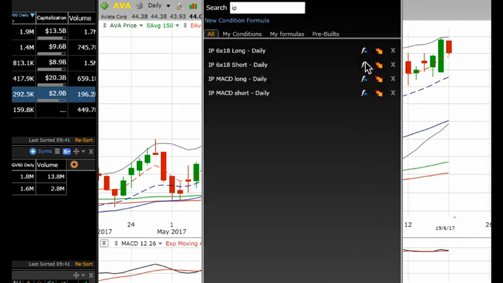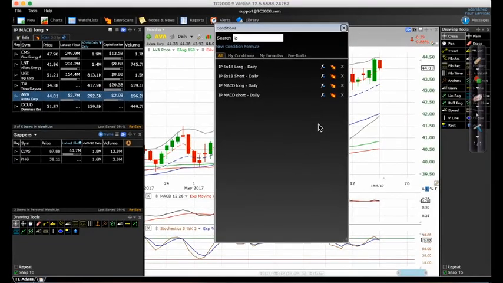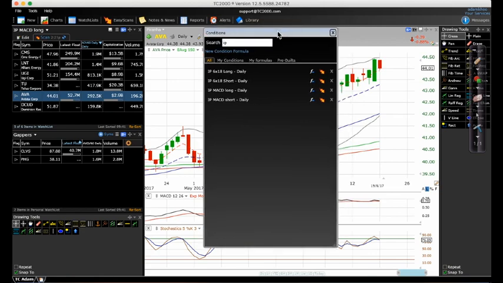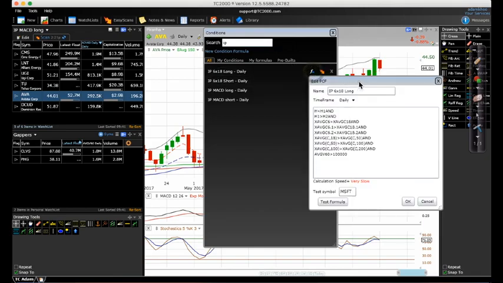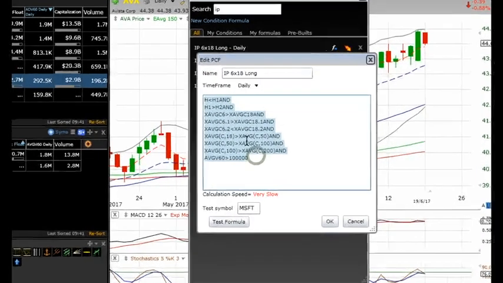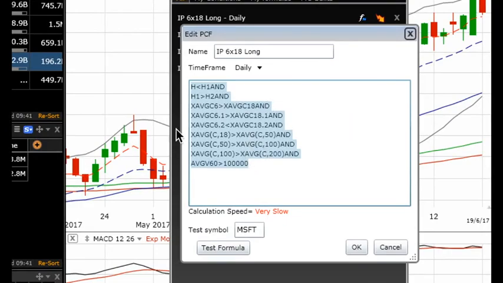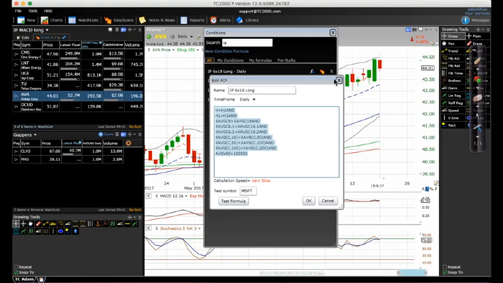Great. So you can download these formulas from our site, and you can download them in a Word document. Once you download it, all you've got to do is copy and paste it in the PCF script. So let me show you how to do that right now.